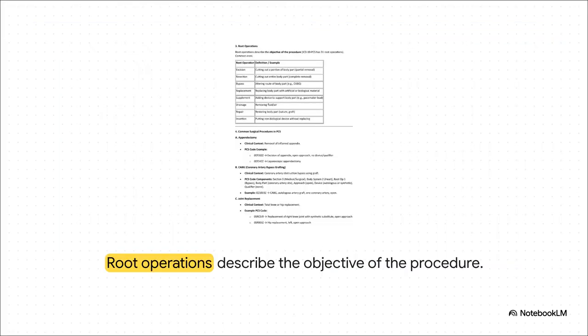And root operations define the true objective of the surgery. An appendectomy maps to the root operation excision or resection, depending on if they took the whole appendix. But a CABG, a coronary artery bypass graft, maps to the root operation bypass because the objective isn't taking something out, it's altering the route of a body part. It's all about the objective.